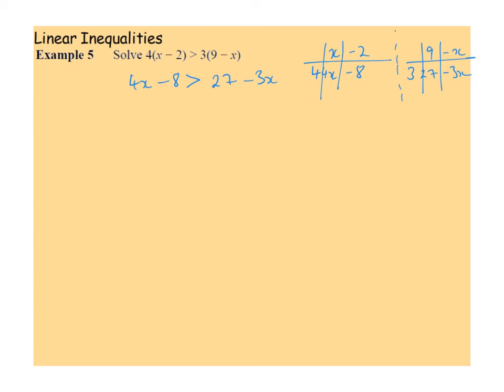Now, similar to the last page, I'm going to look at the number of x's on the left, which is 4, the number of x's on the right, which is negative 3. 4 is clearly bigger than negative 3, so my letters side is going to be this side over here, which means that I need to undo having these 3x's over there, and I undo that by adding 3x to both sides.